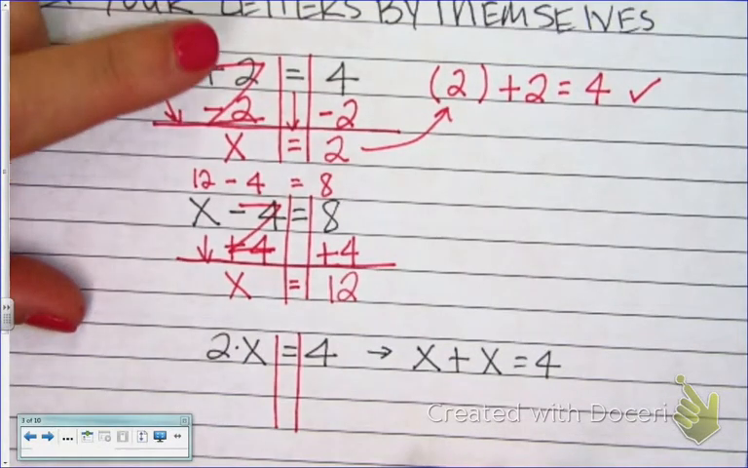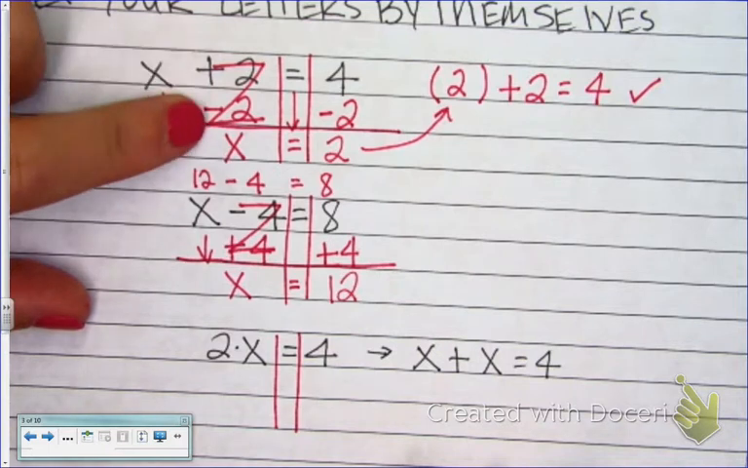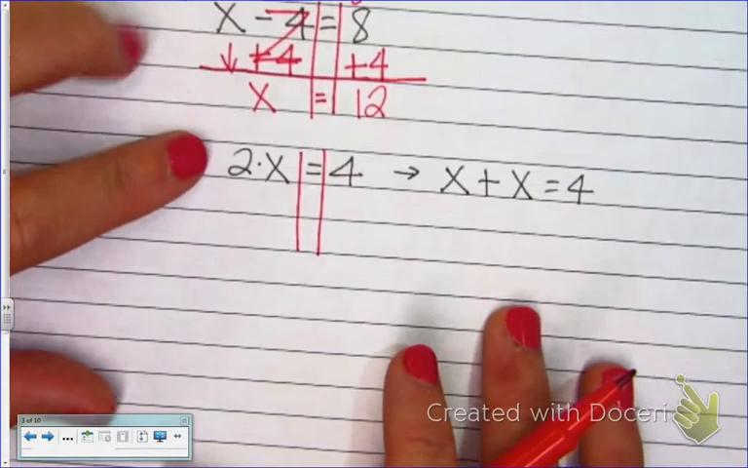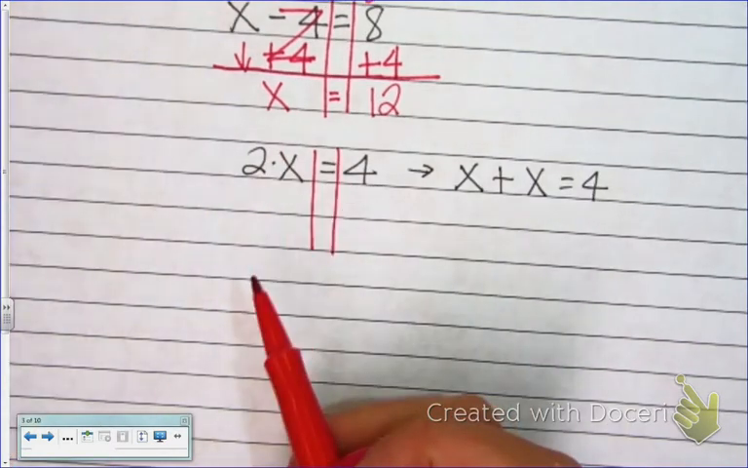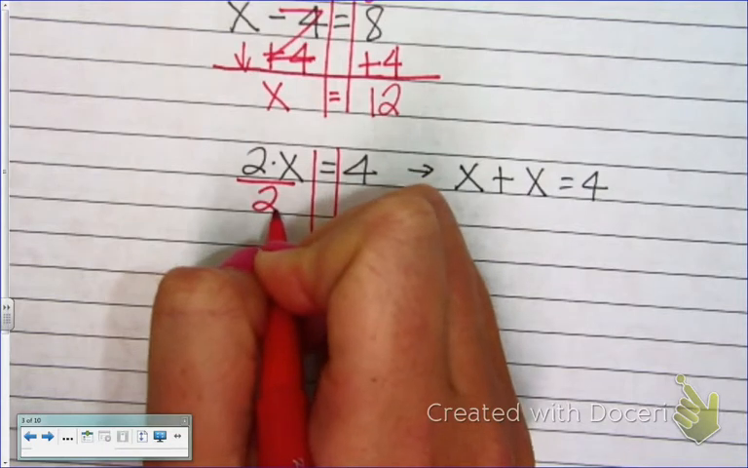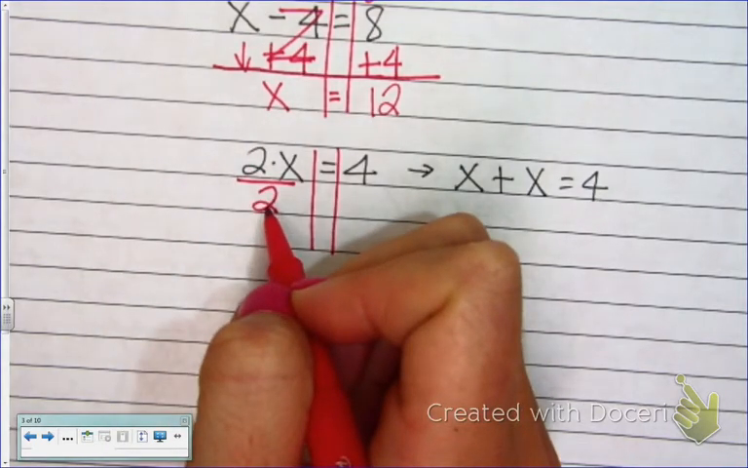If I had a positive 2, I subtracted 2. If I had plus 2, I subtracted 2. If I had minus 4, I added 4. So we're going to do the same thing, but we're going to do the opposite of multiplication, which is division. So we're going to divide by 2. Whatever number is in front of x, you're going to divide by that same number.